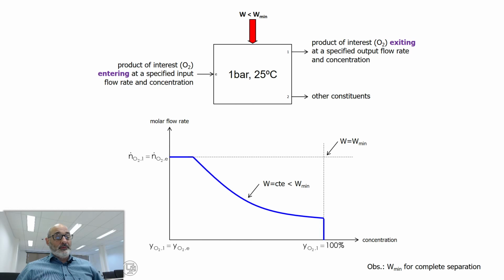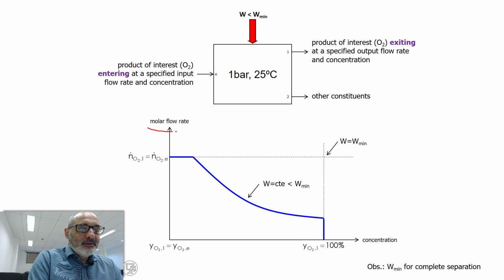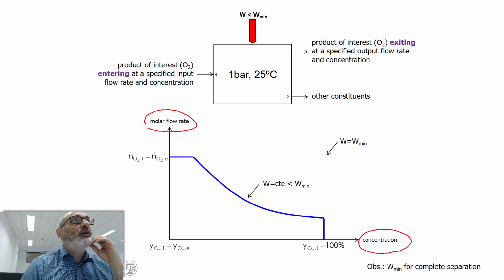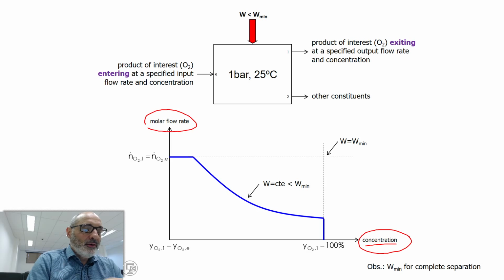Well, so how things are supposed to work. Before doing some calculations, let's see how this is supposed to work. Let's try to figure this out with the help of what we call the operating envelope of the separation process. It's a graph. Here we have the concentration of O2, for instance, and here we have molar flow rate.